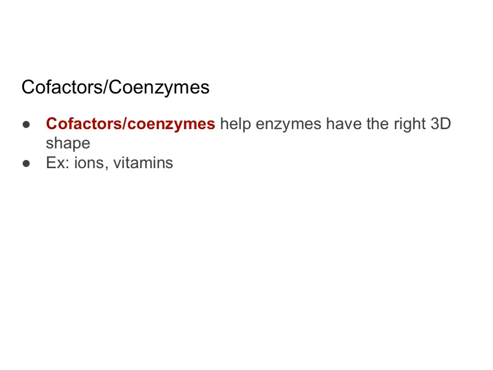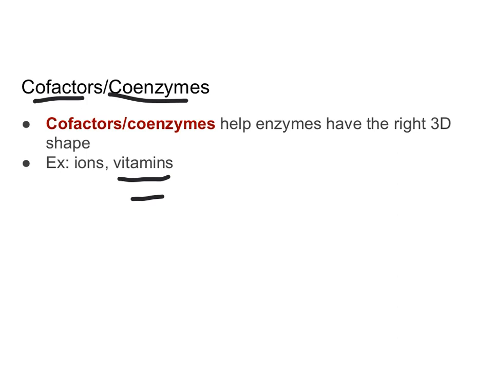The next thing that can influence enzymatic rate is the presence of cofactors or coenzymes. These are molecules, and they're often vitamins, that basically help enzymes have the correct shape. Remember that proteins are very reliant on their shape. Their shape is incredibly important for their function. You can imagine if an enzyme's shape changed, it wouldn't have the correct active site and therefore wouldn't be able to perform its function.